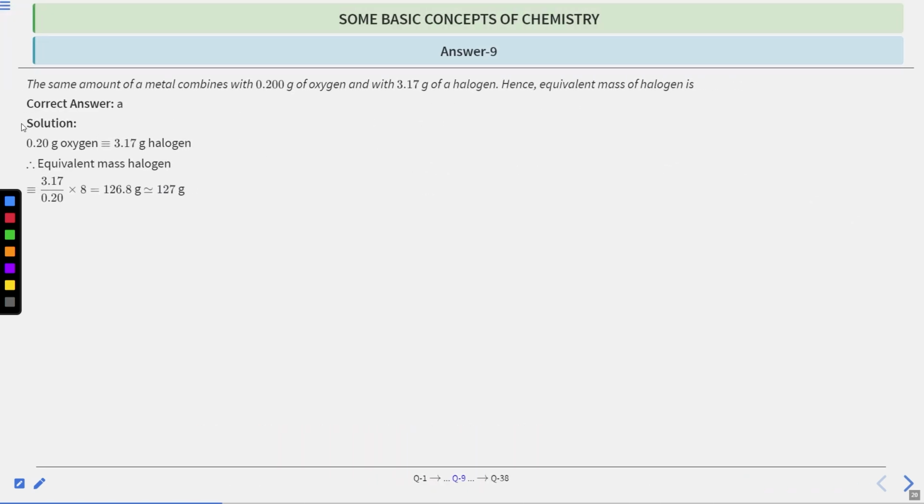Okay, so the correct option will be A. 0.20 gram of oxygen will be equal to the 3.17 gram of halogen as given, and therefore the equivalent mass of halogen will be 3.17 divided by 0.20 multiplied by 8. This will be equal to 127 gram. That is why the option is correct.